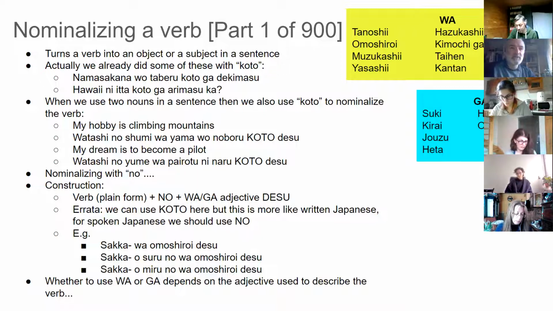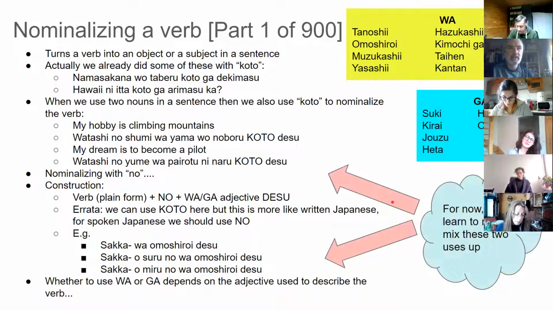So to answer your question, I think subarashi would be wa. Now, the most important thing actually for today is not to mix up these two uses of nominalization.